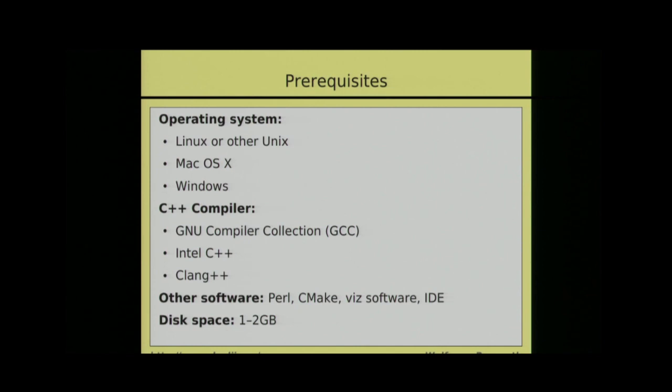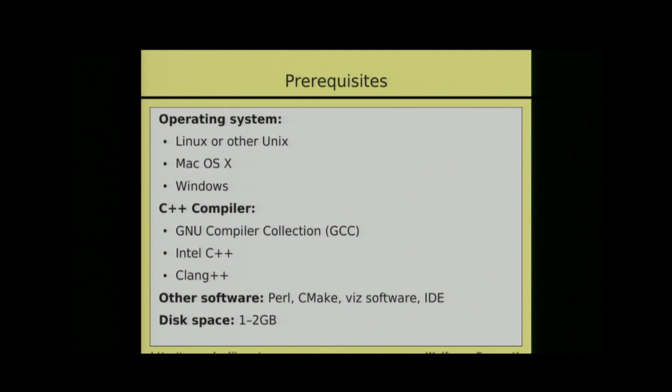Other software that you need is Perl, CMake. You need stuff that you can use to visualize output, and I'm going to show you that at a later point. And you probably need an integrated development environment with which to edit files and so on and so forth. And we're going to come back to that in lecture number 6.